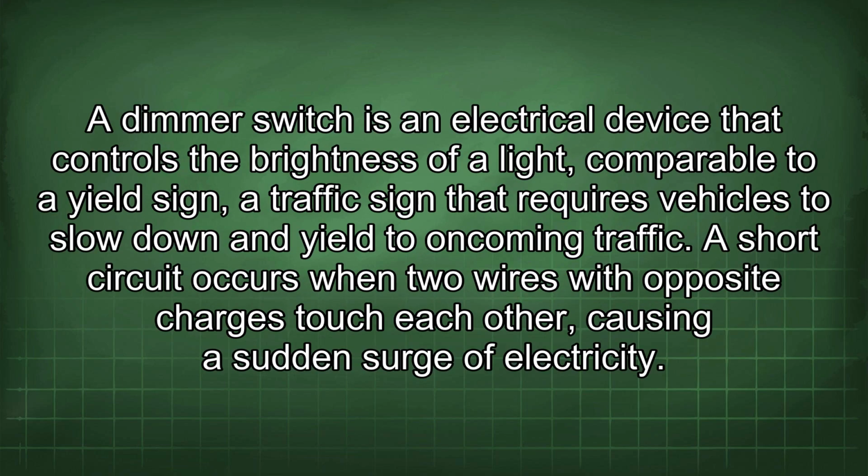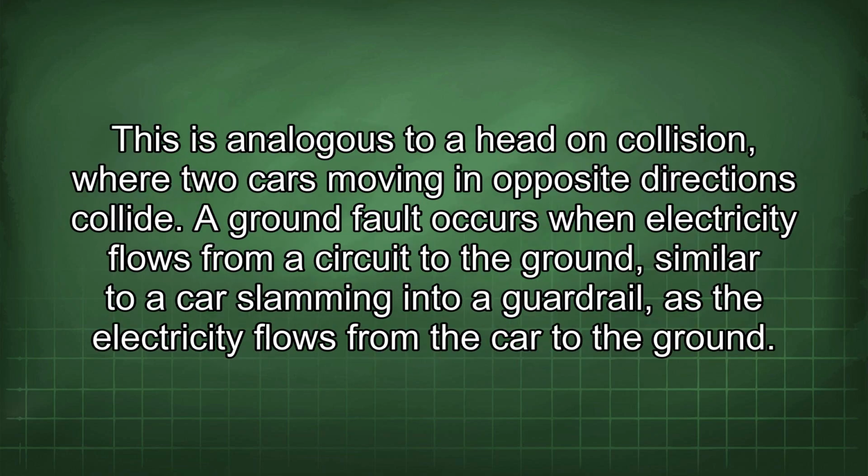A dimmer switch is an electrical device that controls the brightness of a light, comparable to a yield sign, a traffic sign that requires vehicles to slow down and yield to oncoming traffic. A short circuit occurs when two wires with opposite charges touch each other, causing a sudden surge of electricity. This is analogous to a head-on collision, where two cars moving in opposite directions collide.